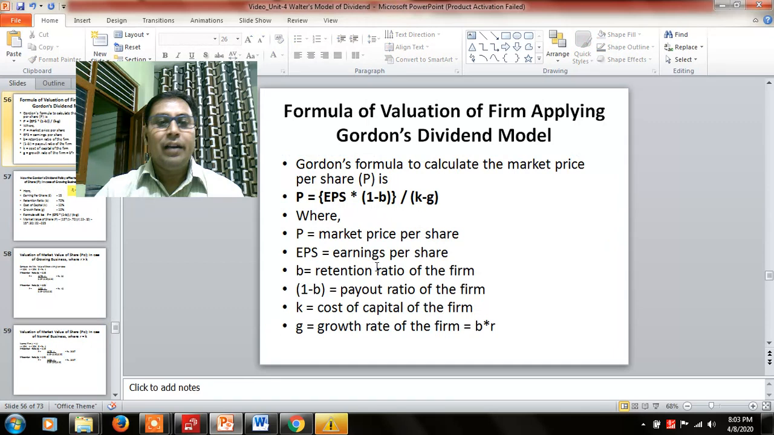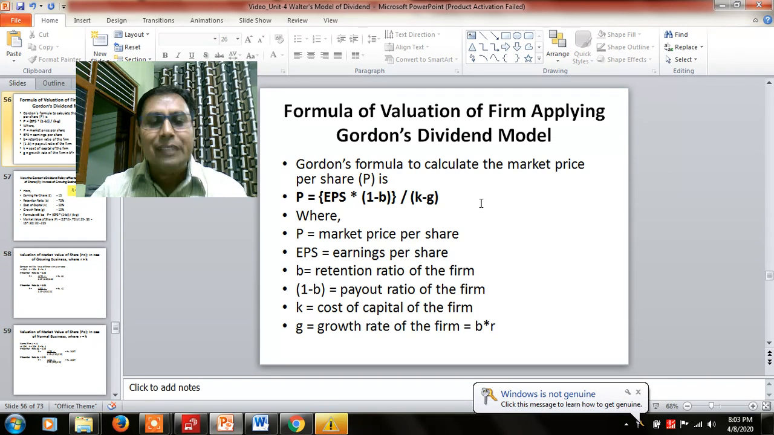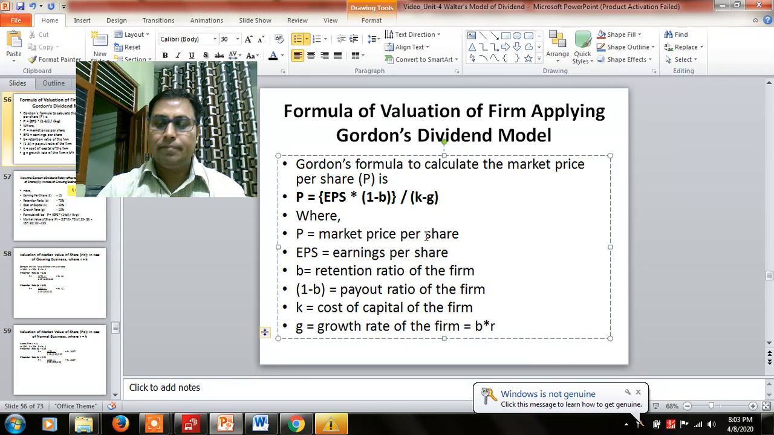Okay. Next is the formula for valuation of firms applying Gordon's dividend model. Gordon's dividend model is based on the formula: earning per share multiplied by 1 minus retention ratio, divided by cost of capital minus growth. Here, growth means the retention ratio multiplied by the internal rate of return.